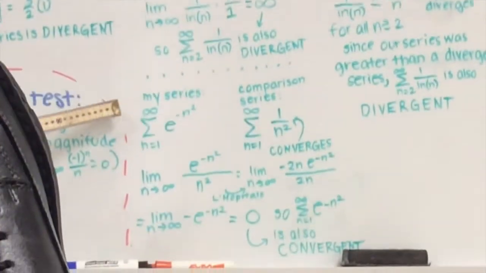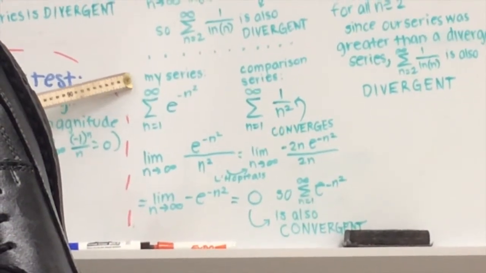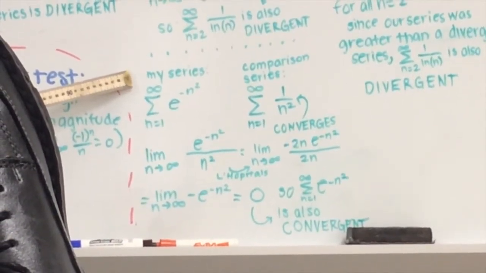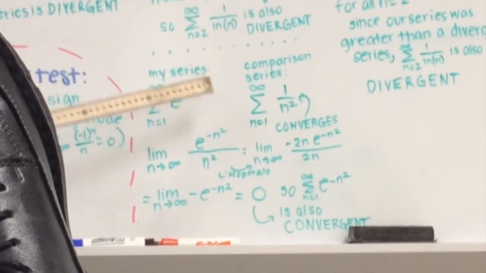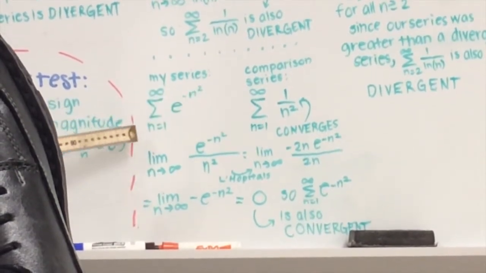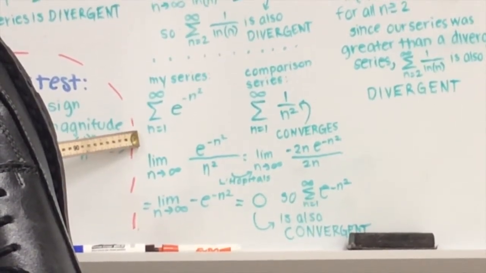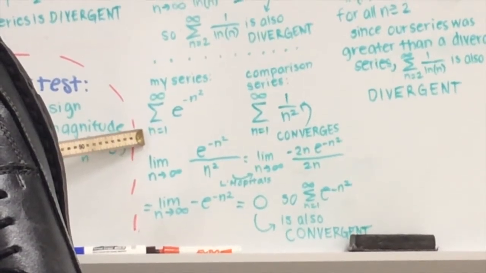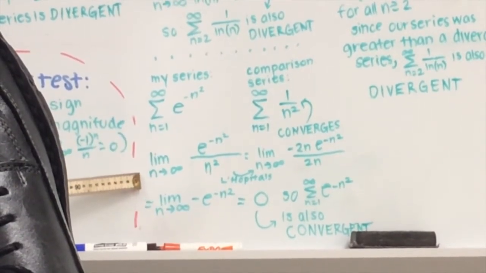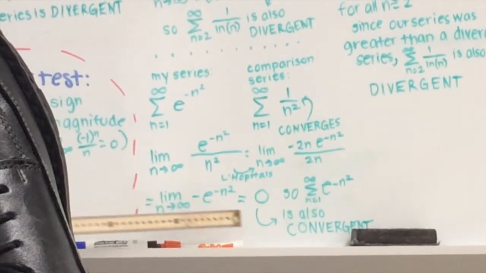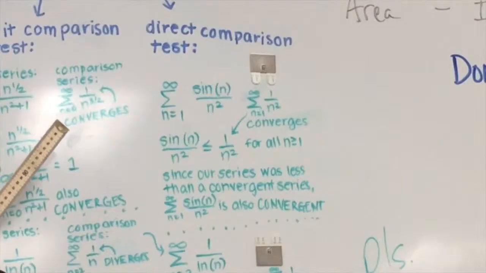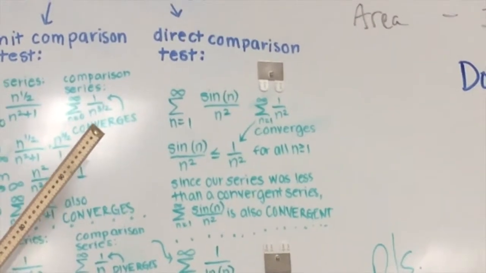For the final example, our series is e to the negative n squared. We use a comparison series that is convergent. Since the limit as n goes to infinity of our series over the comparison series equals 0, our series is also convergent. Here are some examples of the direct comparison test.